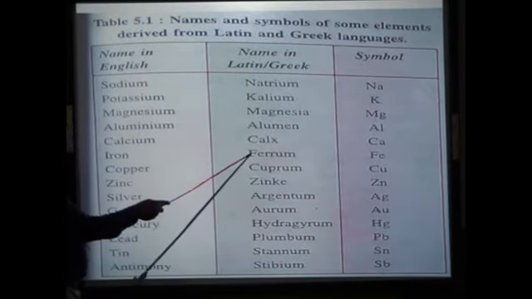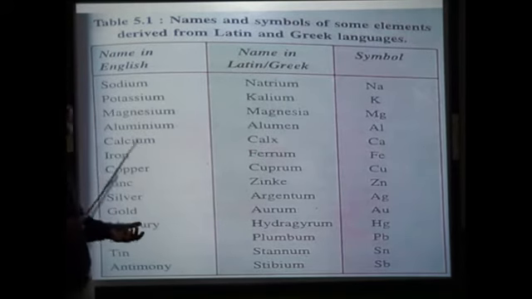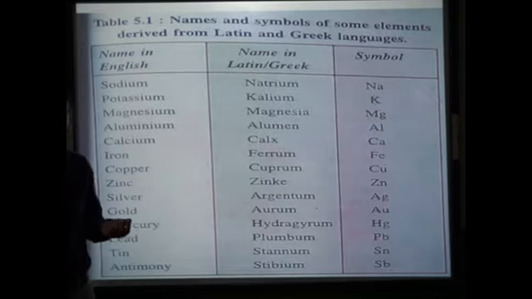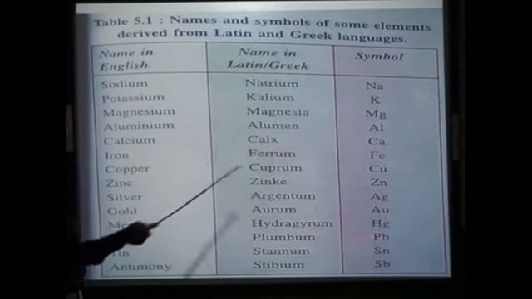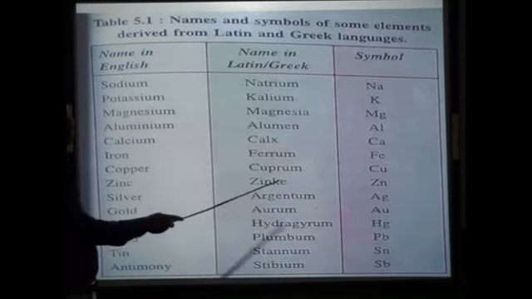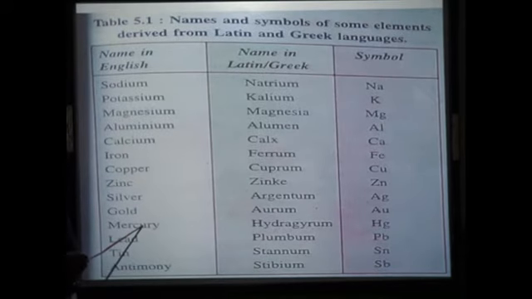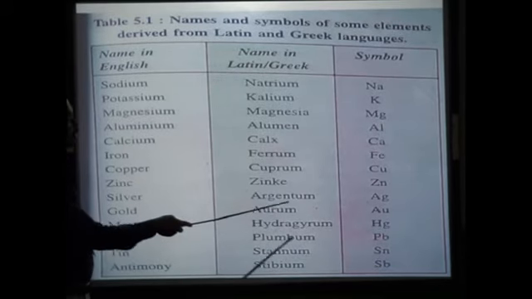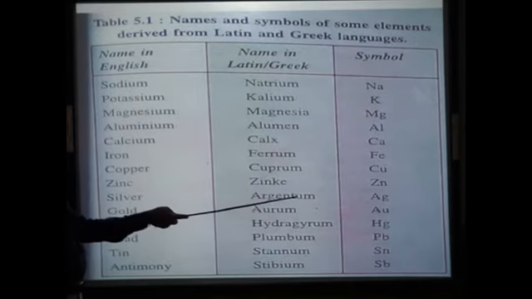Then iron, ferrum, Fe. Now there is no F in the name iron, then how come Fe? It is because of its Latin name ferrum. Then copper, cuprum, Cu. Zinc, zinke, Zn. Silver, argentum, Ag. Then gold, aurum, Au. Mercury, hydrargyrum, Hg. Then lead, plumbum, Pb.